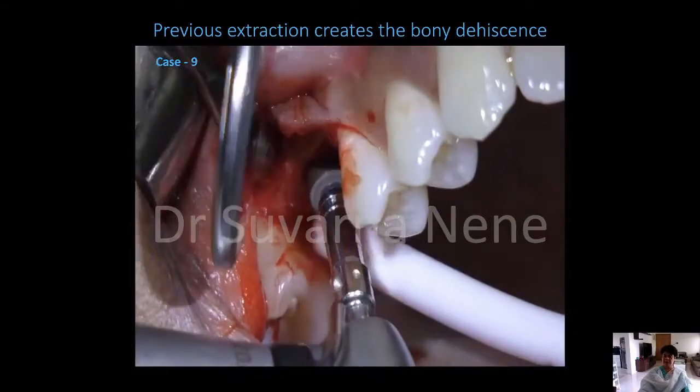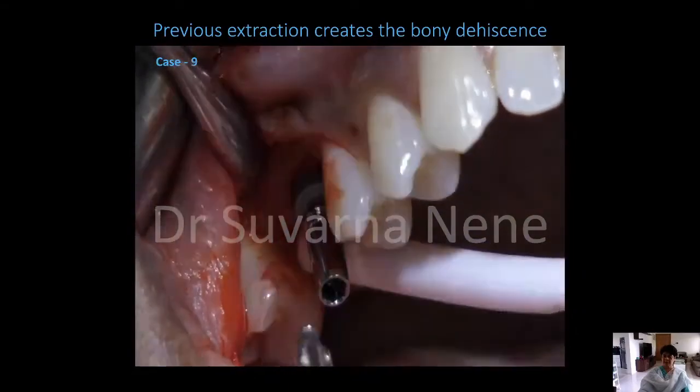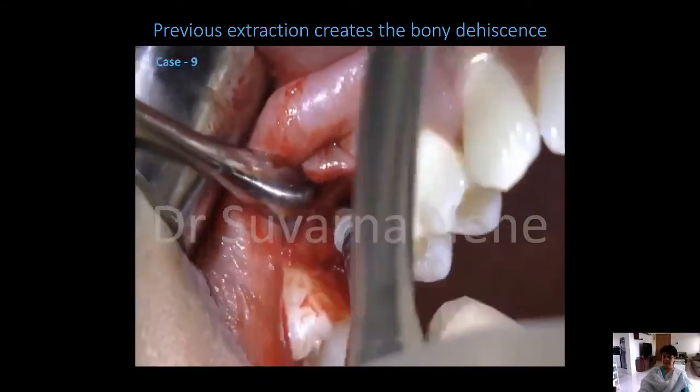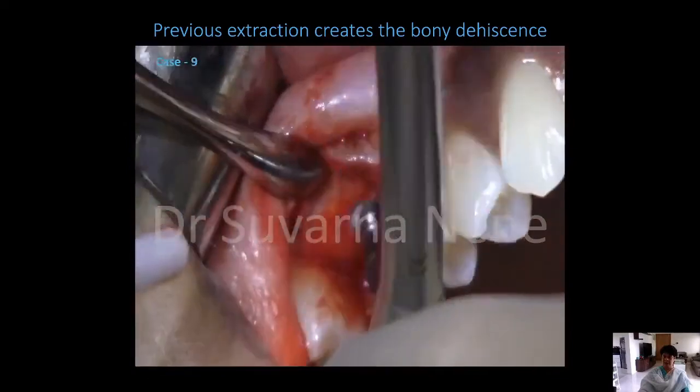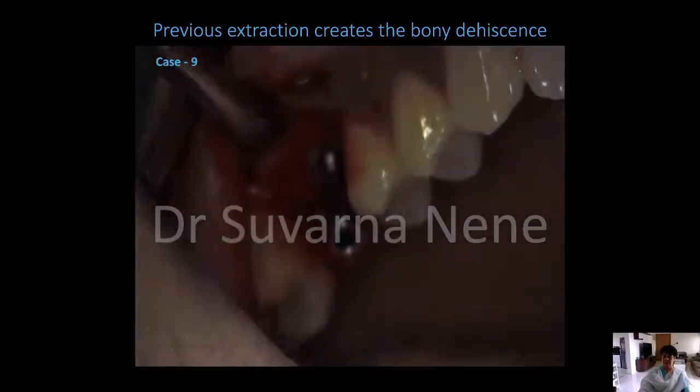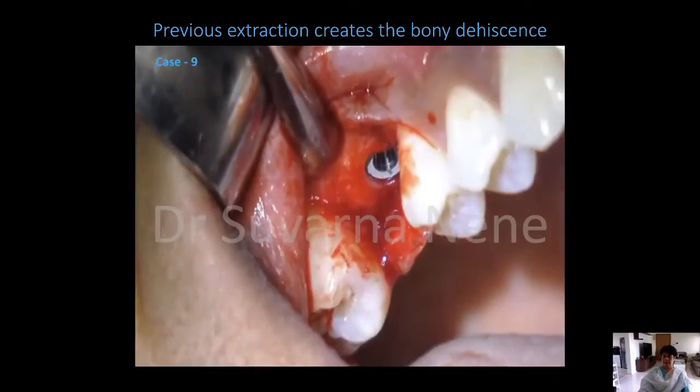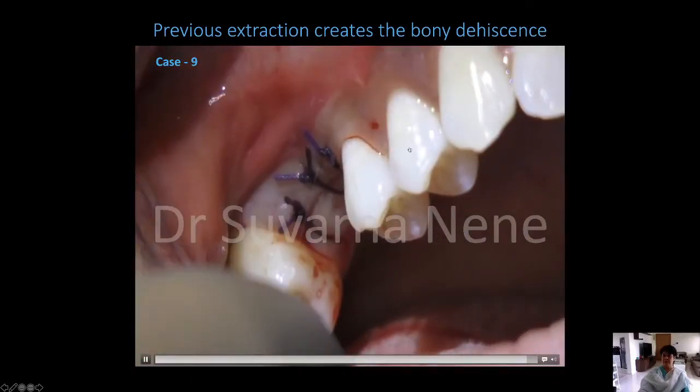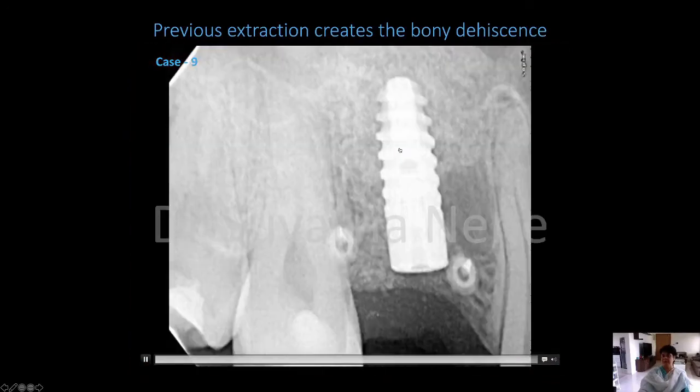Not load it immediately. There is no need to take that risk. This girl is going to go back to France. She yet has to come back for the final processes. You can appreciate how much bone was there on the buccal aspect of this. And this was the final picture of her implant placement.